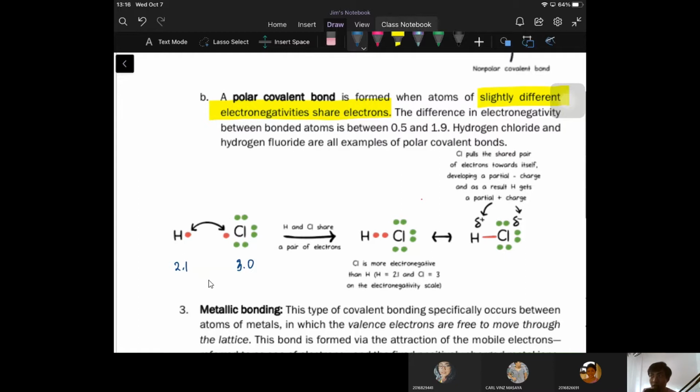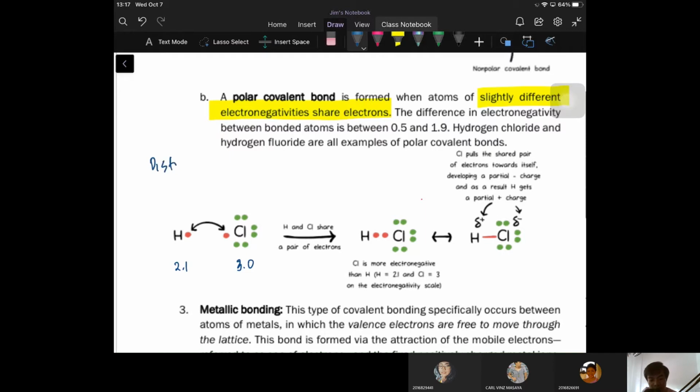What happens is that the more electronegative atom will pull the electron stronger. So hihilahin niya yung electrons papunta sa sarili niya, no? Cl will pull the electrons towards itself while the hydrogen has nothing to do about it. Wala na siyang gagawin. So no choice siya. Mababa electronegativity niya, so hindi siya pwede manghila ng electron. So what happens here is nagkakaroon tayo ng disturbance in the electron distribution, no?